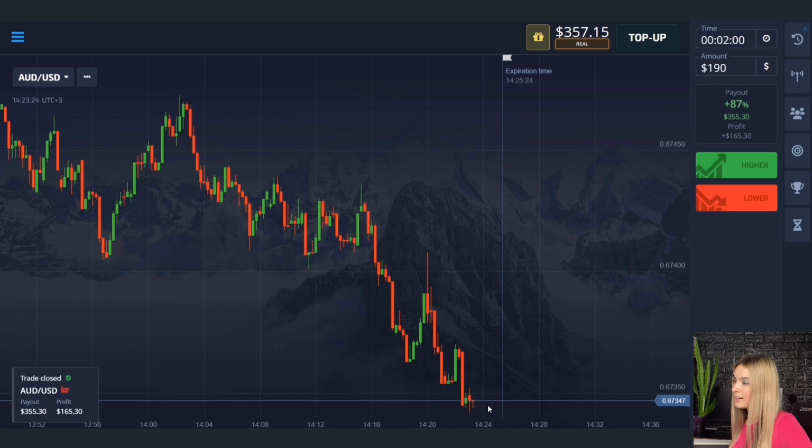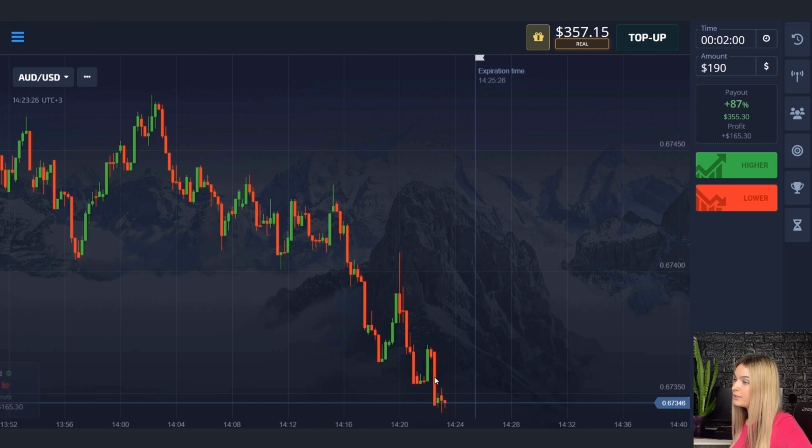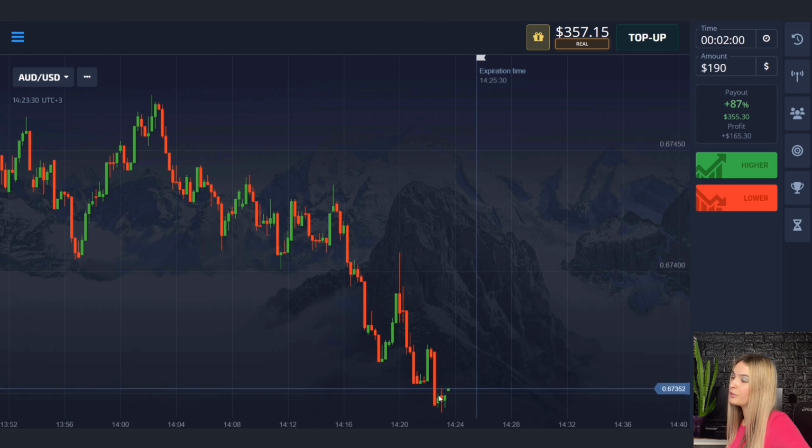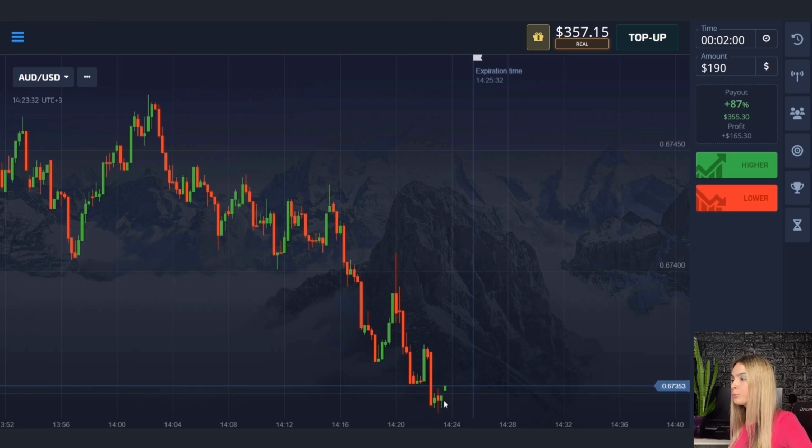Well, it's not bad guys, the price continues to move down and we have made a profit. There is also very little time left before the main support level. Now I'm going to watch the price for a bit and we'll try to work directly at the very level.